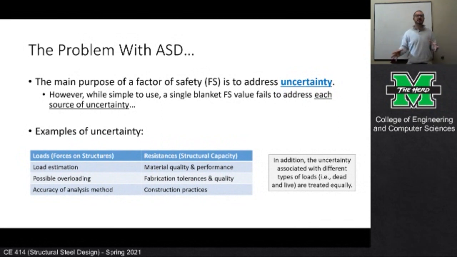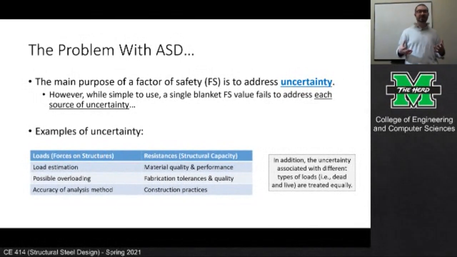And the problem with ASD is it doesn't treat those separately. It just says, here's the factor of safety, and just applies it across the board. Instead, we can be a little bit more scientific about it, and we can say, here are the safety factors we need to use for the loads. Here are the safety factors we need to use for the resistances. And so we tend to treat each of those separately, and we factor them according to their own respective uncertainty.